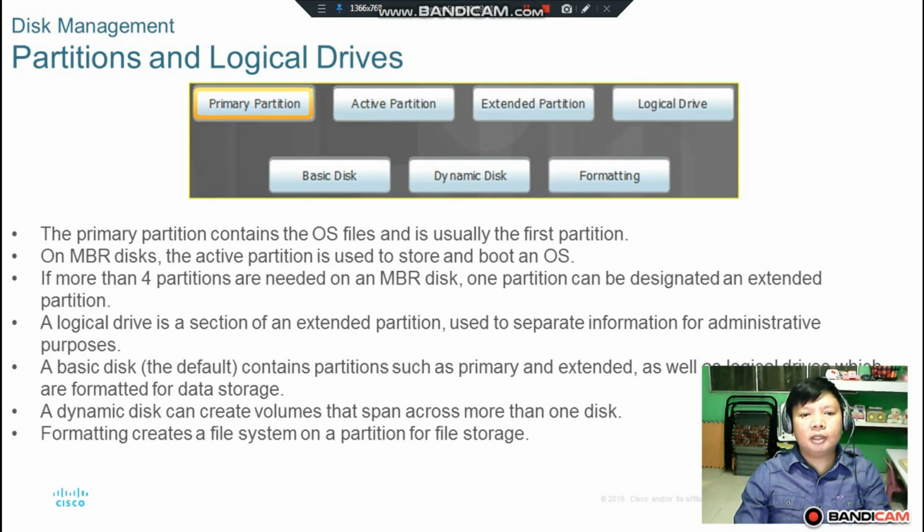A basic disk, the default, contains partitions such as primary and extended, as well as logical drives, which are formatted for data storage. A dynamic disk can create volumes that span across more than one disk. Formatting creates a file system on a partition for file storage.